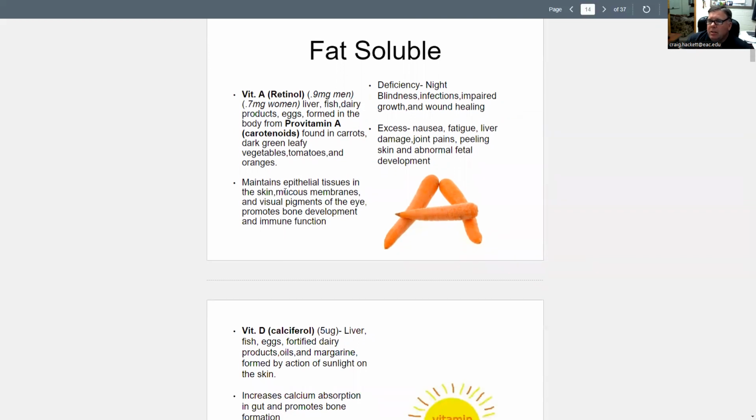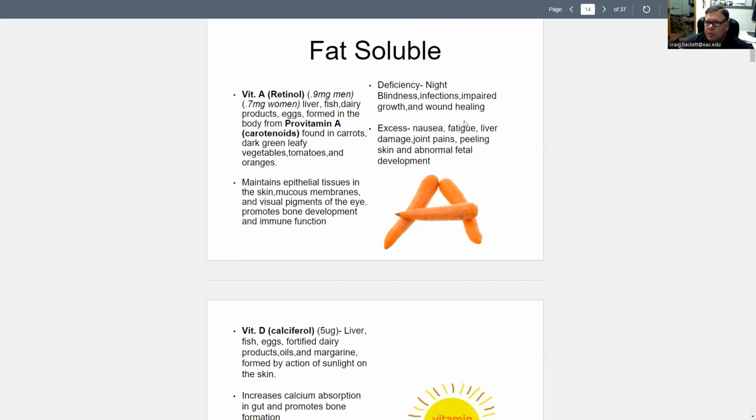Then the second bullet is going to talk about what it does. A lot of times it's easier to remember the side effects or the deficiency of it rather than what it does. So if you can remember in the deficiency, third bullet, that it gives you night blindness, introduces infections, impairs growth, impairs wound healing, then obviously the opposite is true: epithelial cells, mucous membranes, pigments of the eye. I don't know how you like to think about these things, but you can memorize it in either direction.